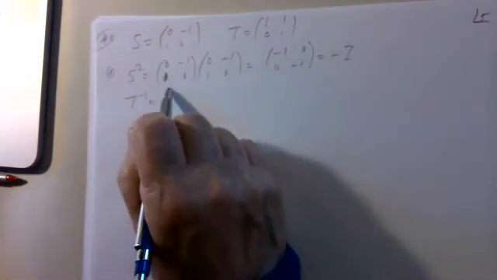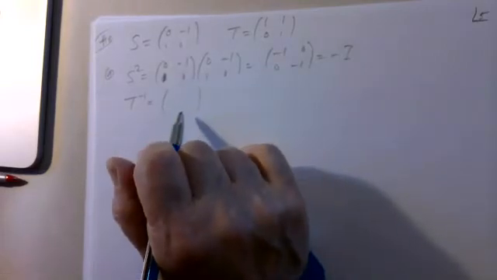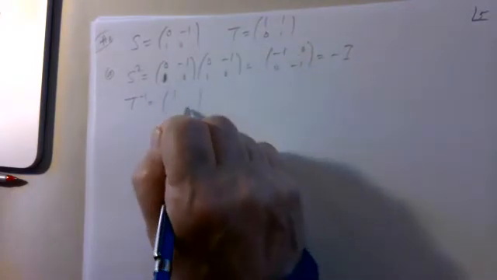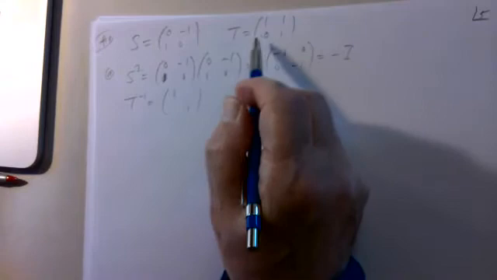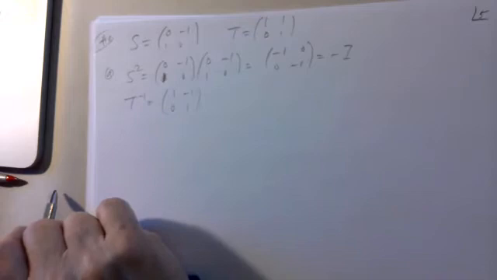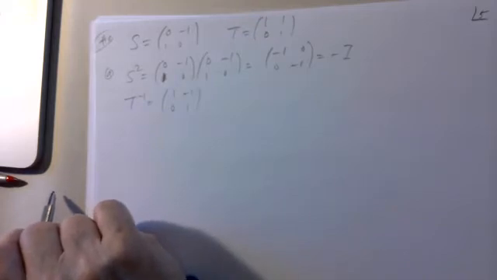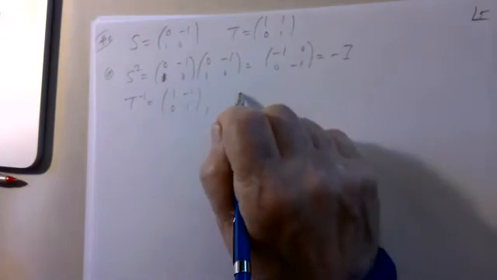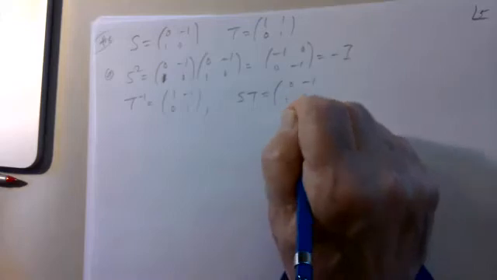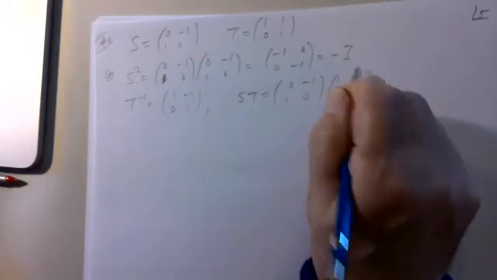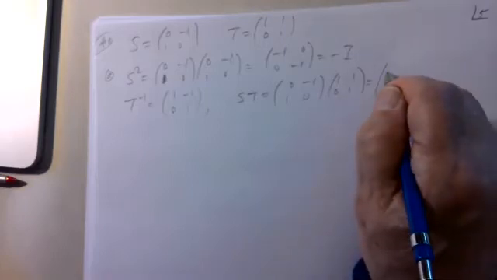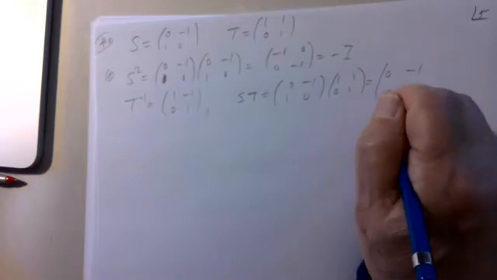And T inverse, well, among other things, we have a rule for finding the inverse of a matrix. You interchange the diagonal elements, of course it's 1 and 1, and then you multiply the anti-diagonals by -1, you get 1, -1, 0, 1. So that's T inverse. What is ST? You multiply these matrices, you get 0, -1, 1, 1.